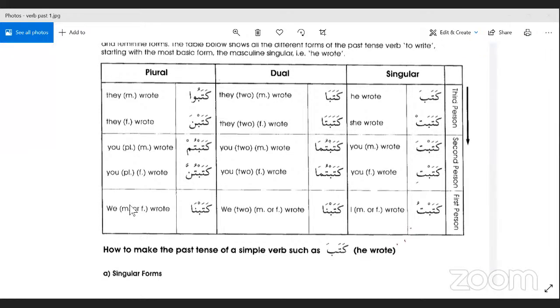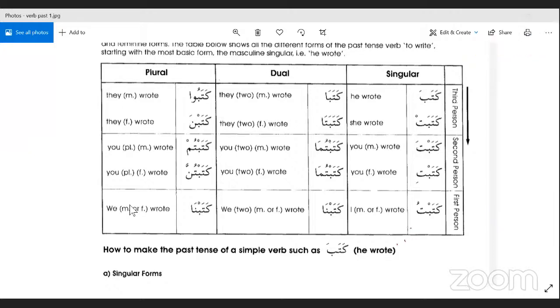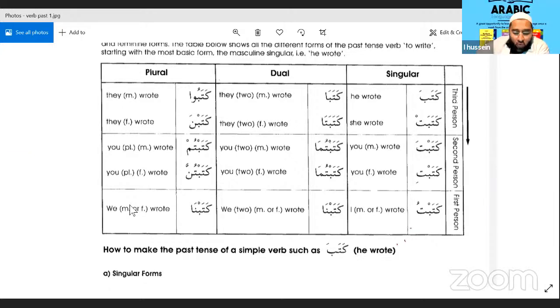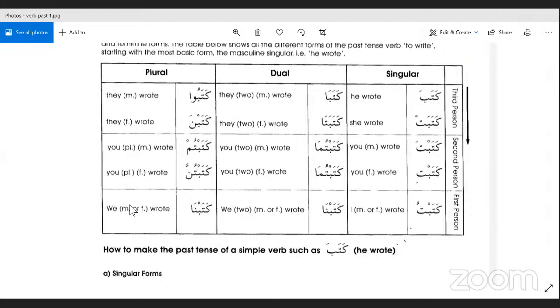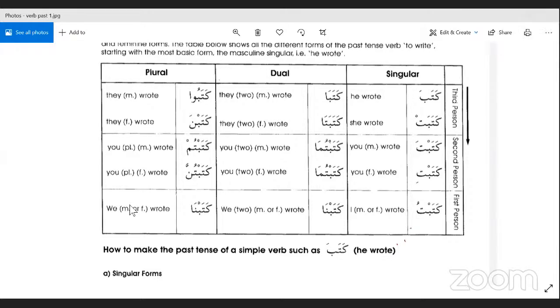Sister Neelam, are you there? Yes, I am. I'm going to give you the verb. Which one do you want to do? Kataba or daraba? Let me just think of one. Dafa'a. Dafa'a means he pushed, with an ayn at the end. It means he pushed or he paid.